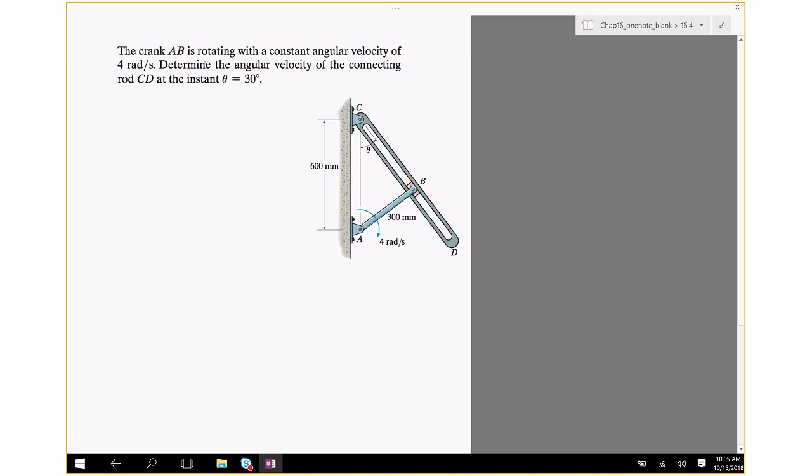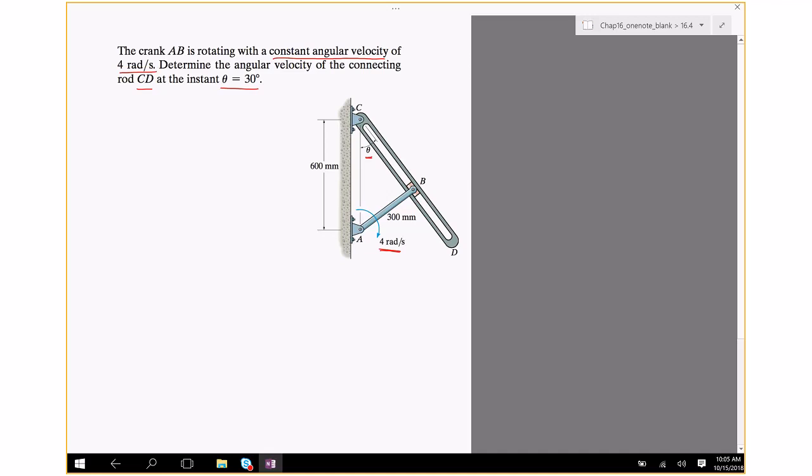Crank AB is rotating with a constant angular velocity of 4 radians per second. Determine the angular velocity of the connecting rod CD at the instant theta is 30 degrees. Theta is shown over here.